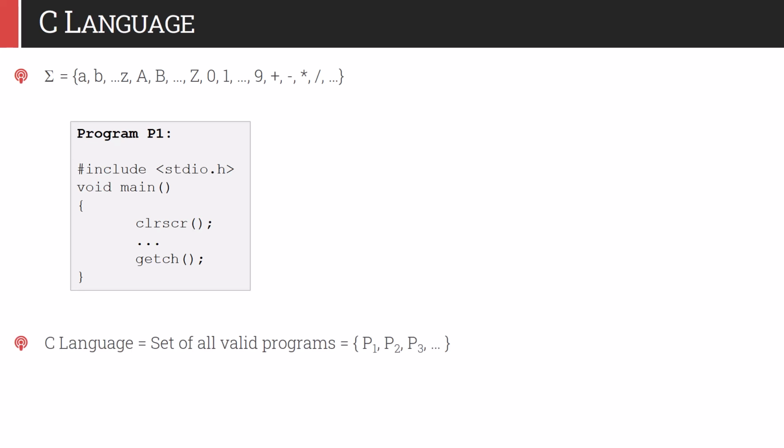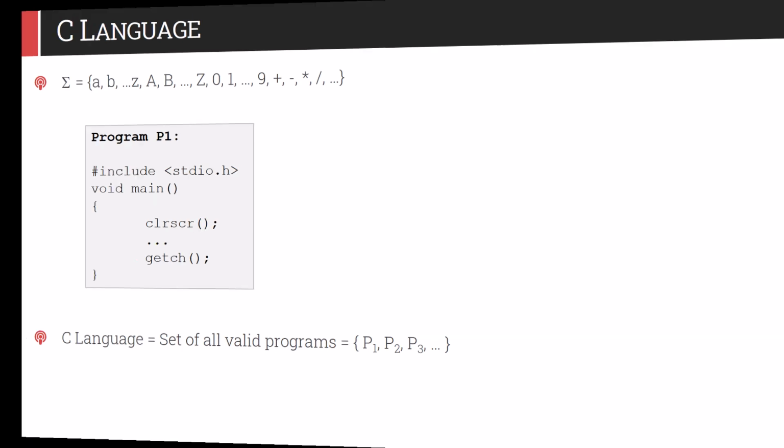And when we collect all such infinite programs, program P1, program P2, program P3, all will be the members or part of the C language. So the C language is nothing but a set of all valid programs P1, P2, P3 and up to P infinite, provided they are syntactically correct.